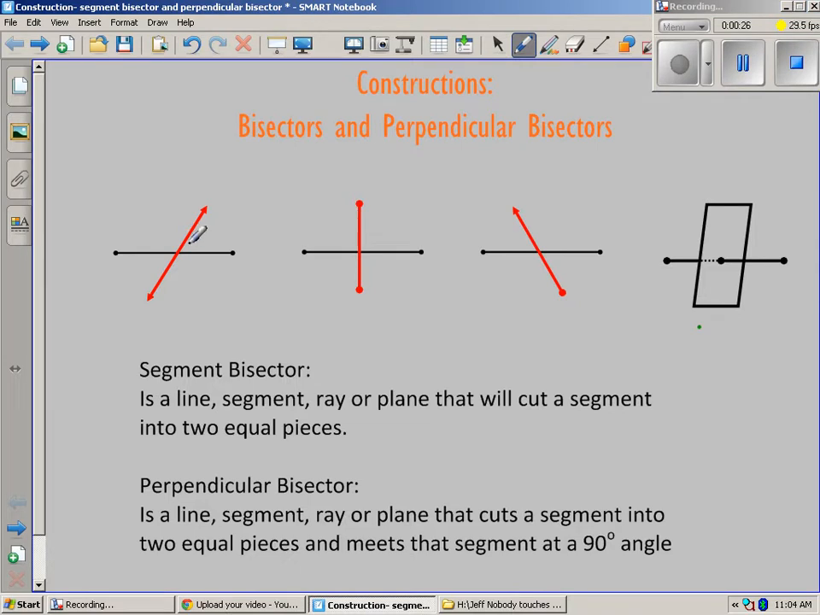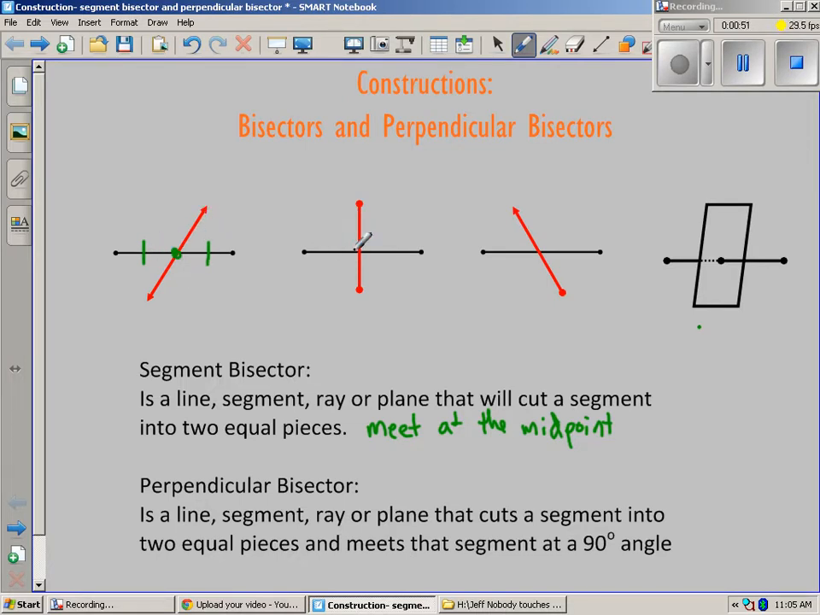And you'll notice that in order to cut it into two equal pieces, these lines, segments, and rays have to meet at the midpoint. So meet at the midpoint is kind of important. So make sure that you're paying attention to that as we go through these. And so my midpoint would be somewhere around here, and so that segment that is cut by the red ray is equal on both sides.